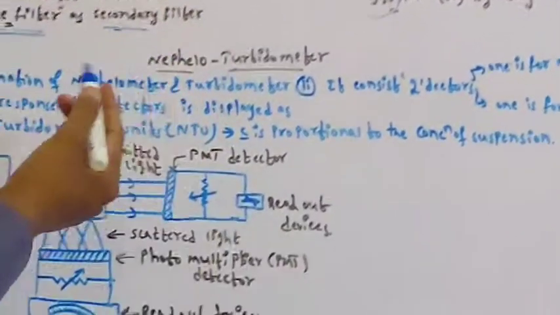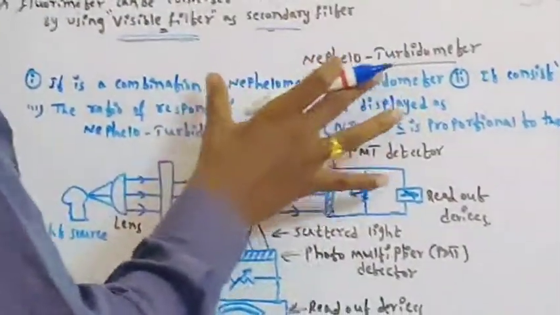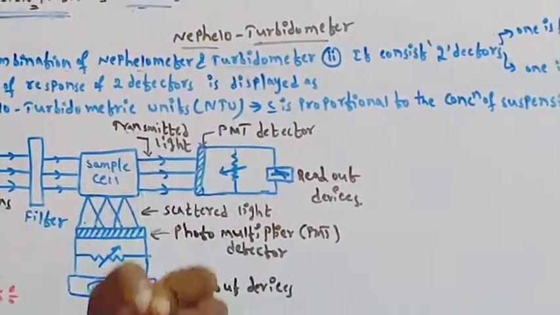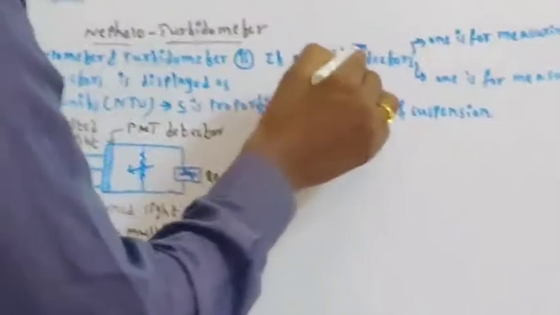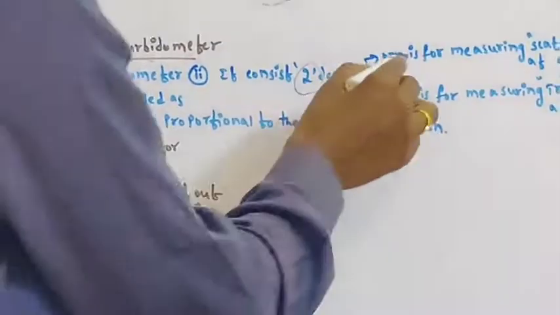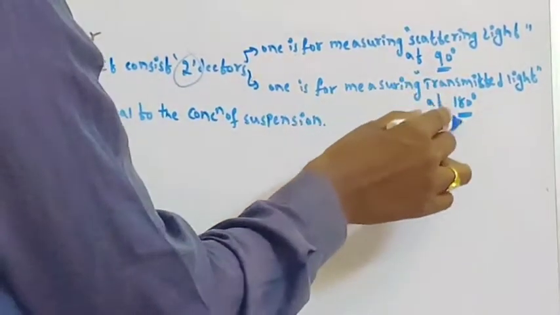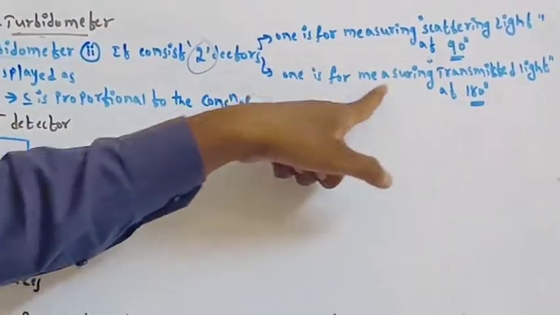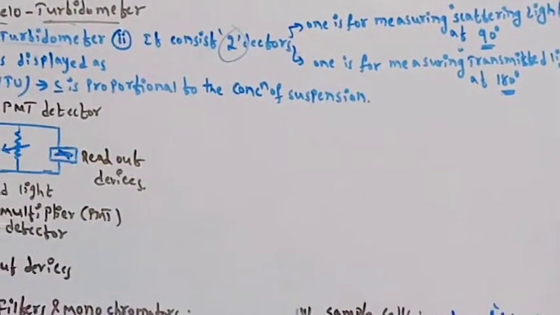Then the nephelo-turbidimeter is nothing more than a combination of both nephelometer and turbidimeter. Means at a time we can measure scattered light as well as transmitted light from the sample, that is, at a 90-degree angle and 180-degree angle. It consists of two detectors. One is for measuring the scattered light at 90 degree. Another detector is for measuring the transmitted light at 180 degree. So it consists of two detectors, right?